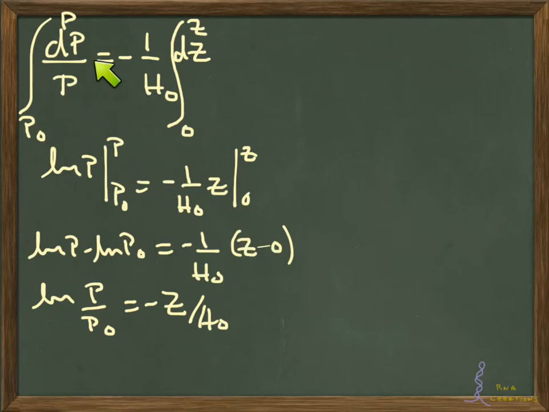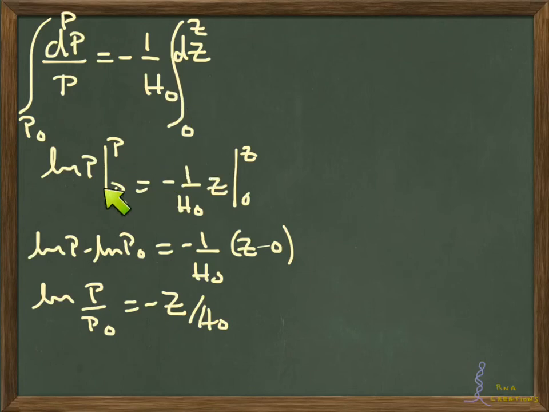We can carry this over onto the next page and do our integration. We integrate on the left-hand side, starting with the surface of Earth, where z is 0. The pressure is the atmospheric pressure, P naught. At any distance z above the surface of the Earth, the pressure is P. The integral of dp over p is the natural log of p. We pull minus 1 over h naught as a constant out in front of the integral on the right. We integrate the integral of dz as z.